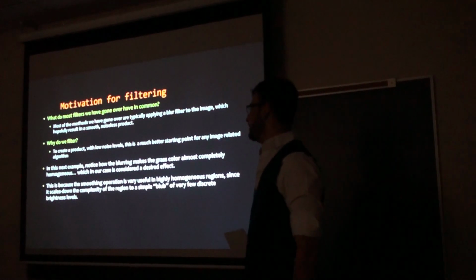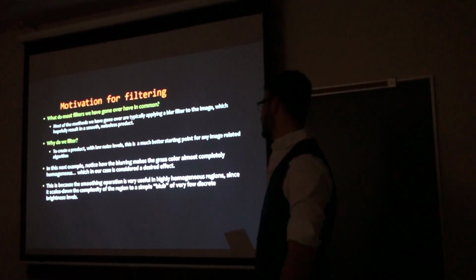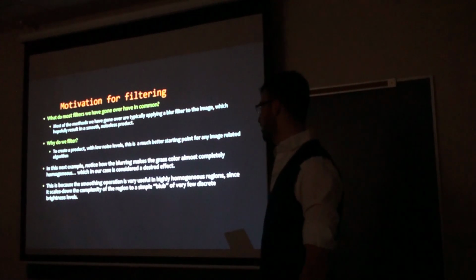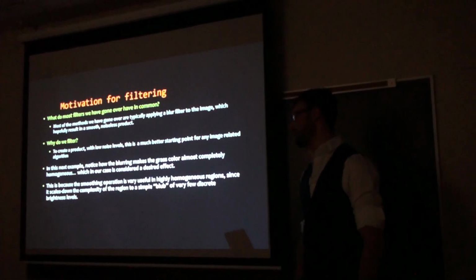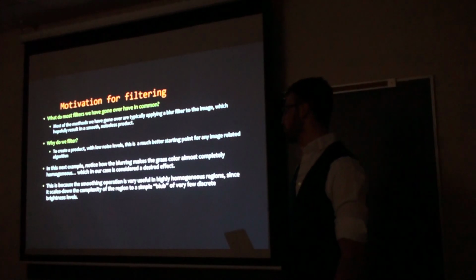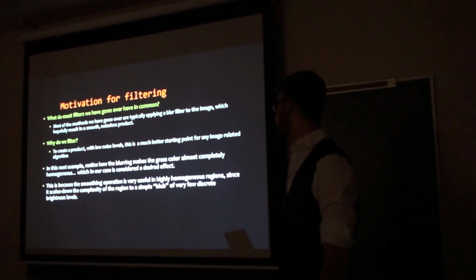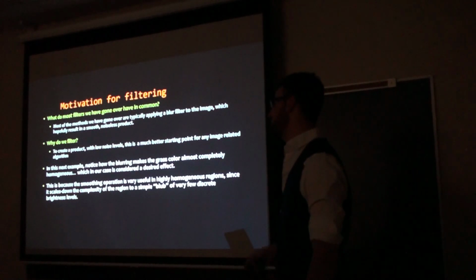Right? In this next example, please notice that the grass is almost completely homogeneous, which is, in our case, considered to be the desired effect. It is because the smoothing operation is very useful in highly homogeneous regions, since it scales down the complexity of the region to a simple bulk of very few discrete brightness levels.